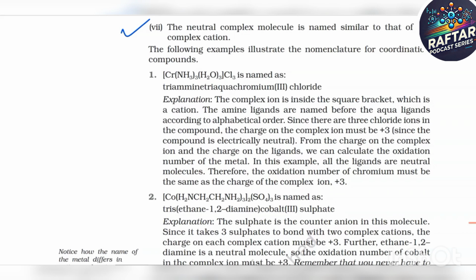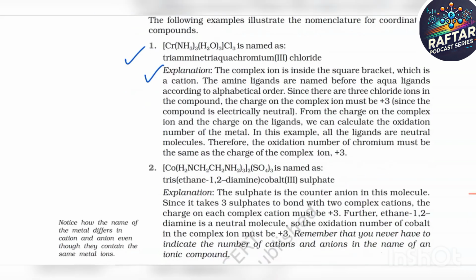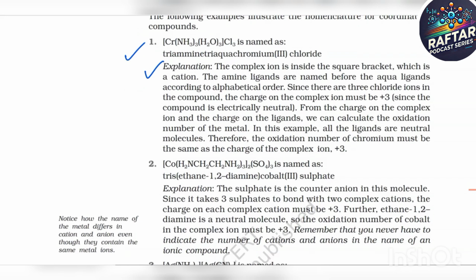[Cr(NH3)3(H2O)3]Cl3 is named as triamminetriaquachromium(III) chloride. Explanation: the complex ion is inside the square bracket, which is a cation. The ammine ligands are named before the aqua ligands according to the alphabetical order.